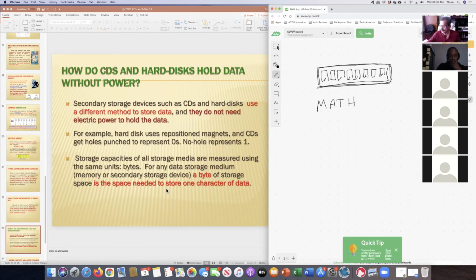Now, CDs and hard disks. The computer memory is power memory. Everything is held by using electricity. So what about permanent storage? Like hard disk. Hard disk is a permanent storage. It doesn't need power to hold data. Even when it is turned off, the data is still there. Same thing with the CDs and other devices. So how do they hold the data? They use completely different technology.